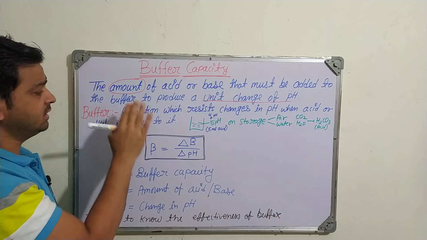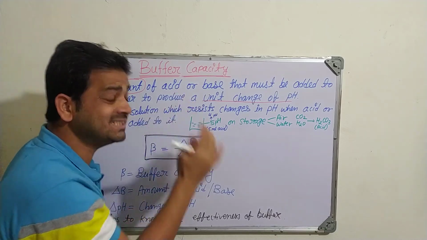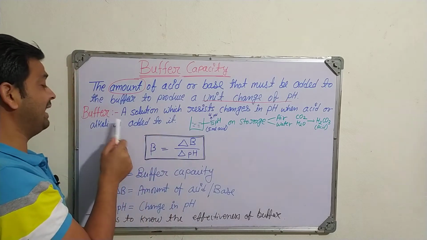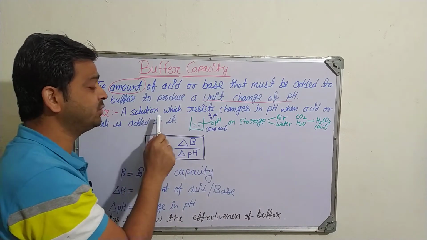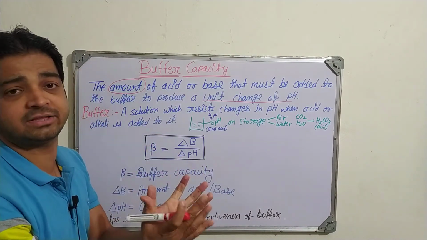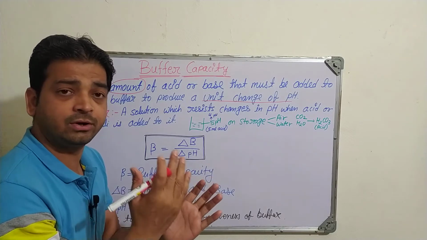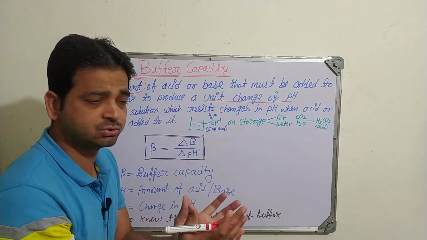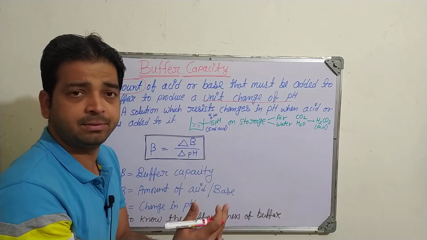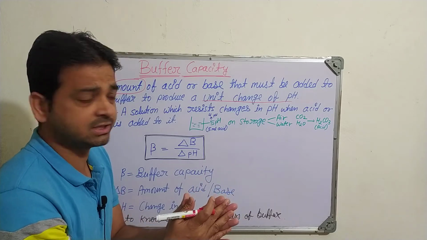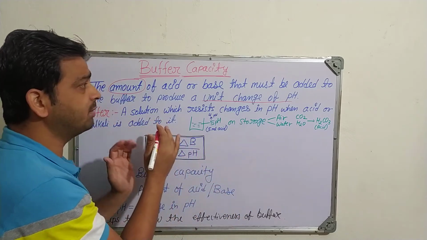Now, what is a buffer? A buffer is a solution which resists changes in pH when acid or alkali or base is added to it. A buffer is made for that reason, so that the pH will not change. That is why we use buffers in different pharmaceutical formulations, maybe in liquid dosage forms, syrups, spirits and so on. So that is the role of a buffer.